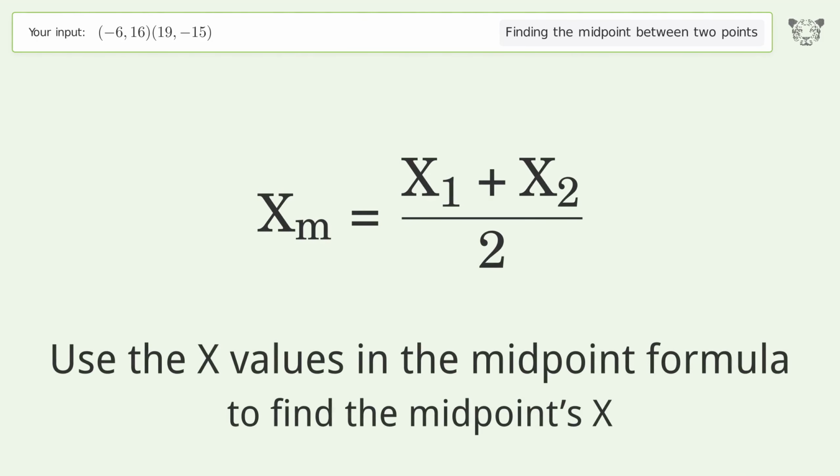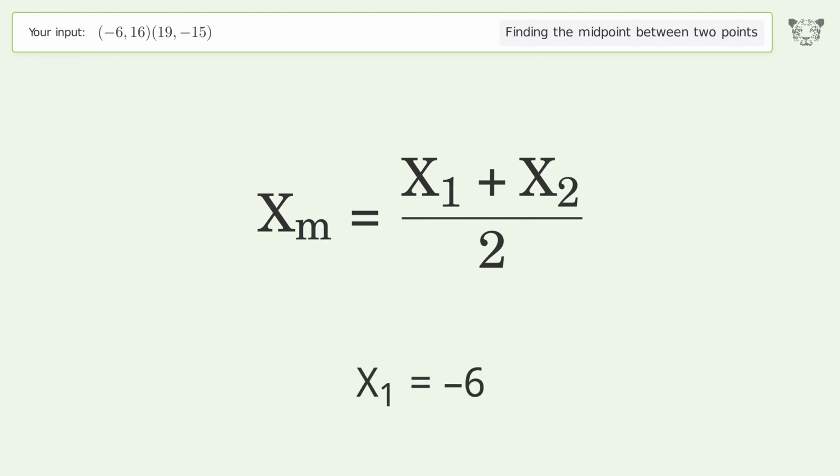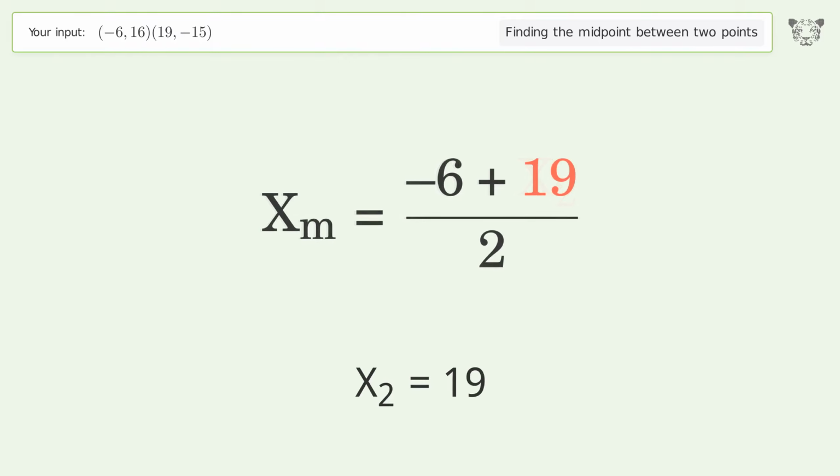Use the x values in the midpoint formula to find the midpoint's x. x1 equals -6. x2 equals 19. Simplify the arithmetic.